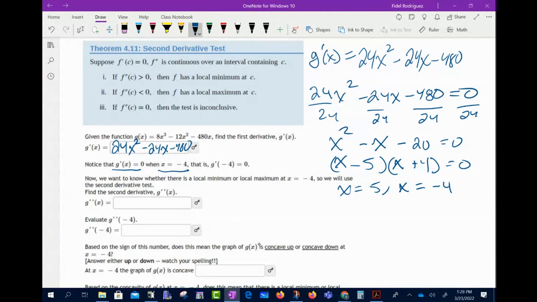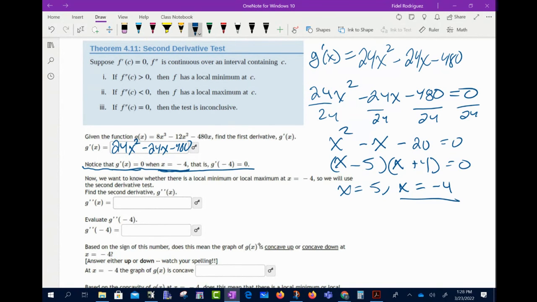Okay, I want you to look at this sentence that they wrote right here. Notice, the derivative is equal to 0 when x equals what number? Hey, that's one of the numbers we got, right? There happened to be another one, but right now they're just discussing that one. Okay, so now it says, we want to know whether there's a local min or a local max. So we're going to use the second derivative test.